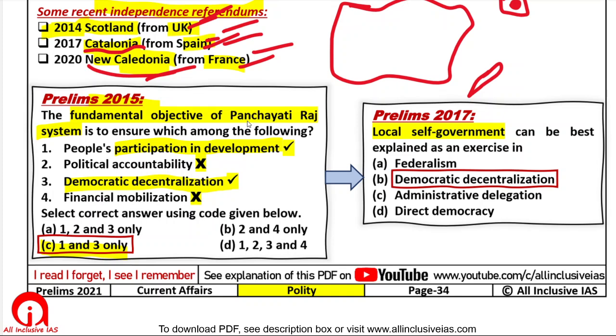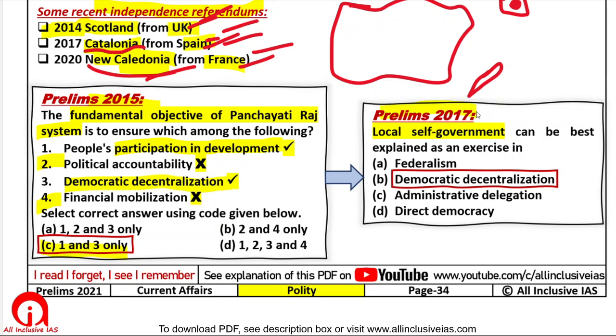Panchayati Raj institutions' aim is not political accountability. The aim is not financial mobilization. Getting accountability is not the purpose of forming the Panchayati Raj institution. The main aim here is democratic decentralization.